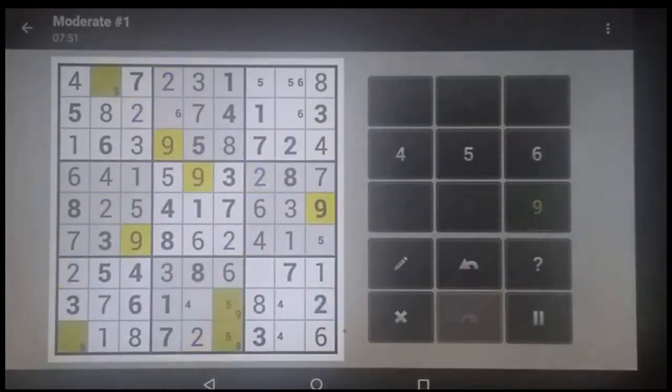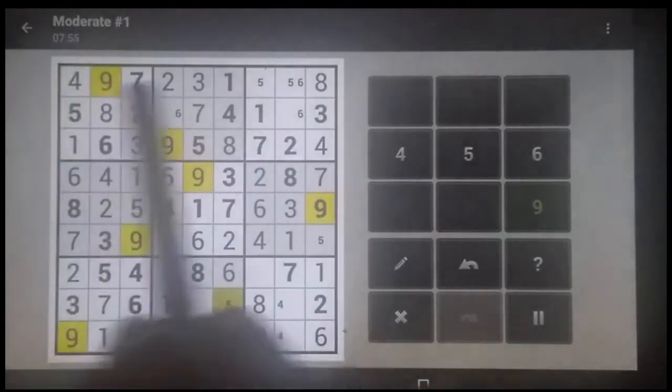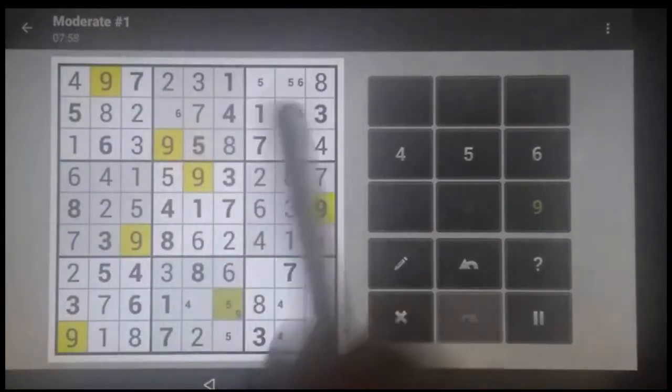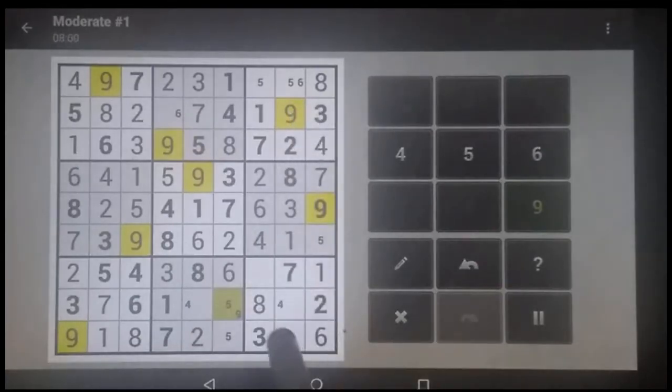So, to the 9s, last one. That knocks that out. Gotta be that one. That knocks that out. Gotta be that one.